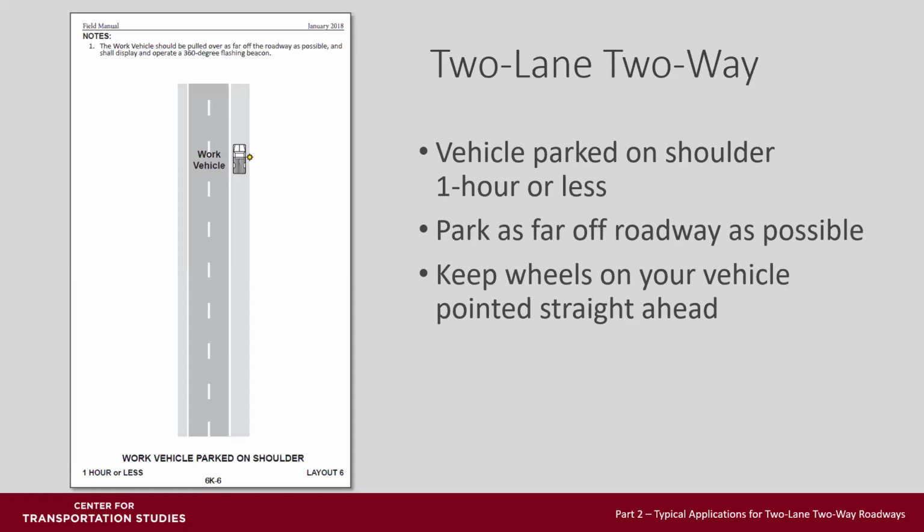Let's start with layout 6. This is for a work vehicle parked on the shoulder for 1 hour or less. Park the vehicle as far off the roadway as possible and turn on the required 360-degree beacon. If you cross the road, be especially cautious to tell drivers, because we tell drivers to move over for maintenance vehicles. Also, you should always keep your vehicle tires pointed straight ahead in case it is hit. The vehicle will go in the direction the tires are pointing.